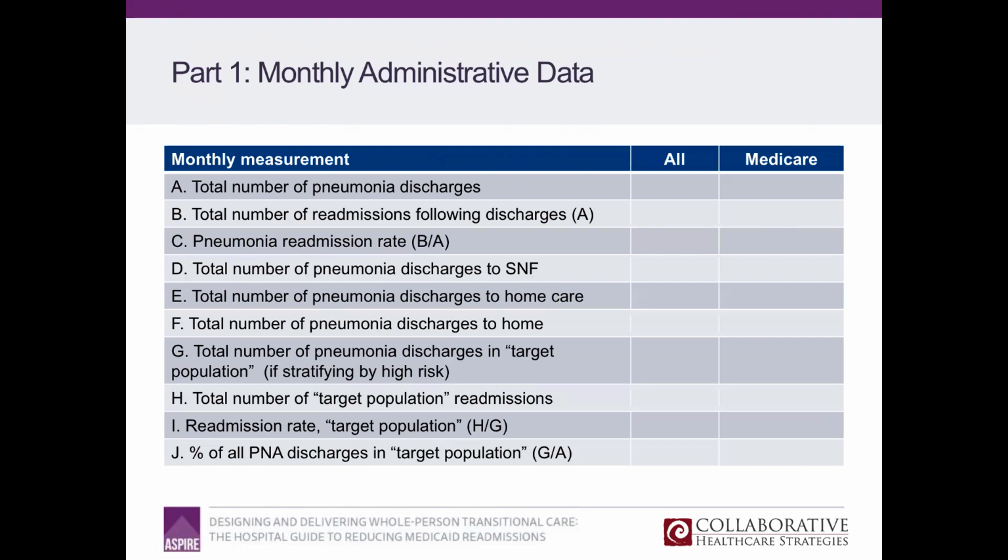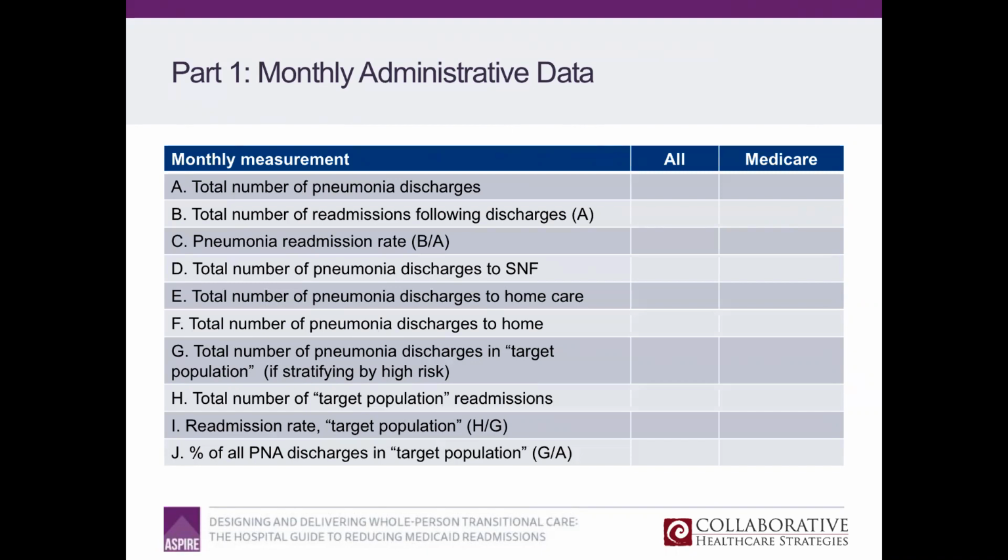How many of those pneumonia discharges are to SNF or to home care or to home? And if applicable, are you further substratifying your pneumonia patients by, quote, high risk? So in G, H, and I, if you're saying we take our pneumonia patients and then we use the LACE, or then we use BOOST, or then we use some sort of other algorithm to identify high risk pneumonia patients, I want you to capture that in G, H, and I.